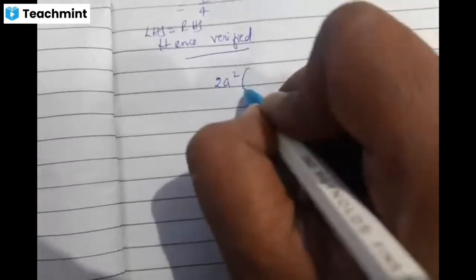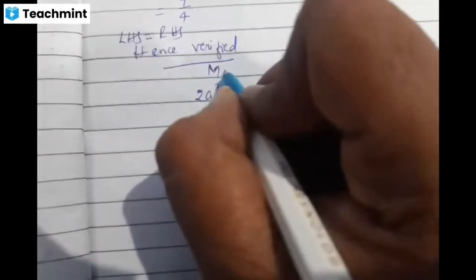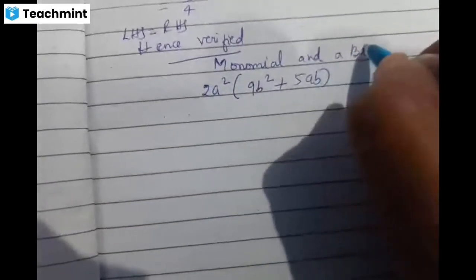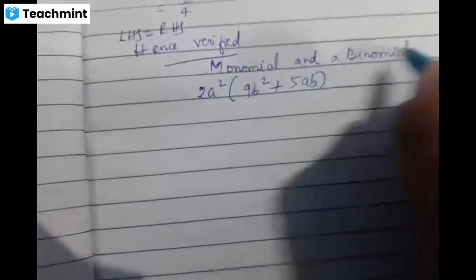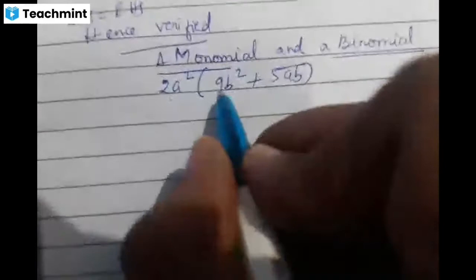To understand this better, children, let me solve one example here. Suppose you have 2a square into (9b square plus 5ab). This is multiplication of a monomial and a binomial. Here you have A, in brackets you have B plus C. You have a monomial and a binomial. How to multiply a monomial with a binomial?